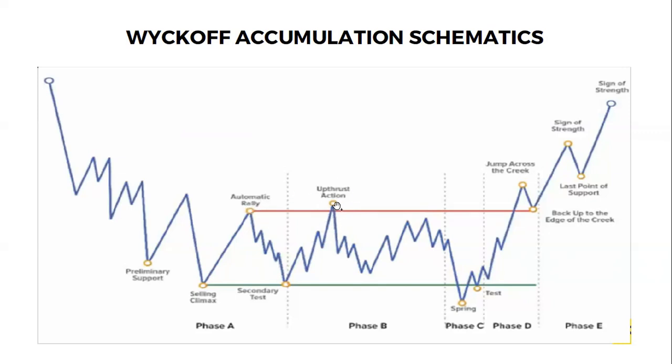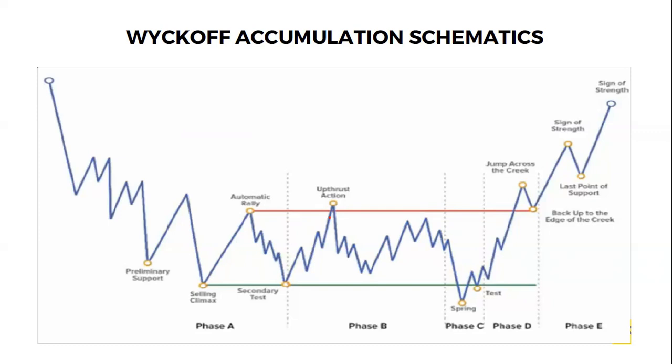So these are the creek levels. As I told you, you can consider this as a resistance. Okay. So now, in simple terms, what happens right here? After the secondary test, market will go up and test above the automatic rally. That's the overall phase right here. It will test above the automatic rally to check whether there are buyers or sellers right here.